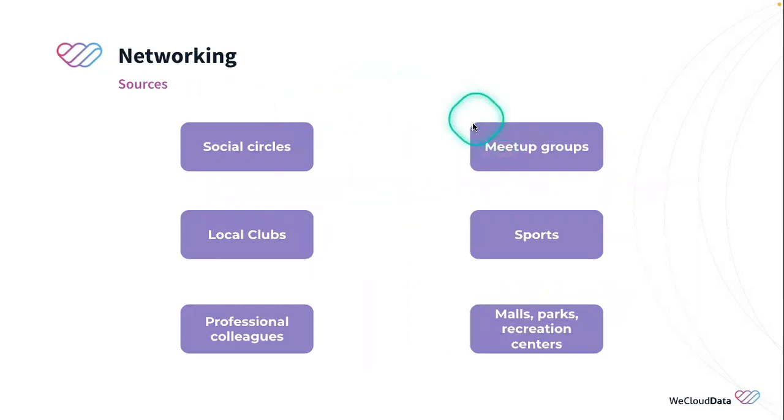What are the sources of networking? Obviously your personal social circles, friends, family, things like that. It could be from local clubs, depending on what your extracurricular activities and interests are. You might play piano or something. Meetup groups, either virtual online, or locally, physically in person. Could be through sports. You might play hockey, soccer, basketball at a local sport, and you could have conversations there which lead to opportunities.